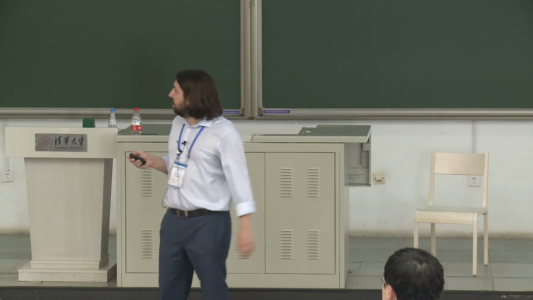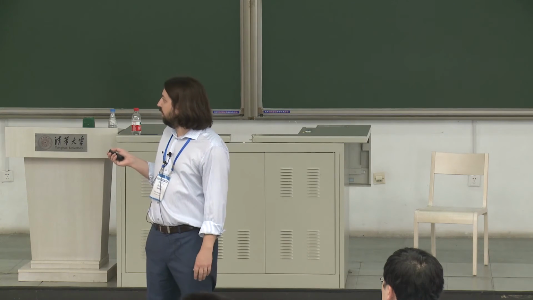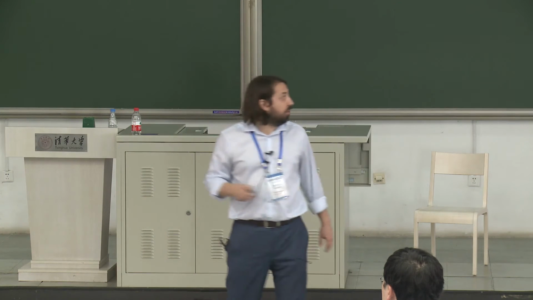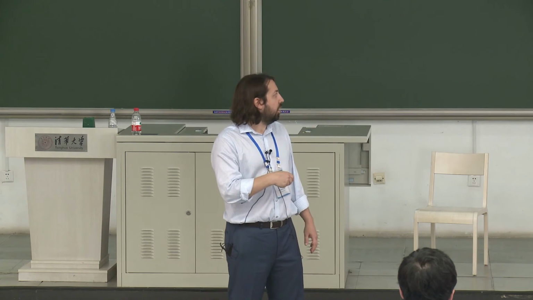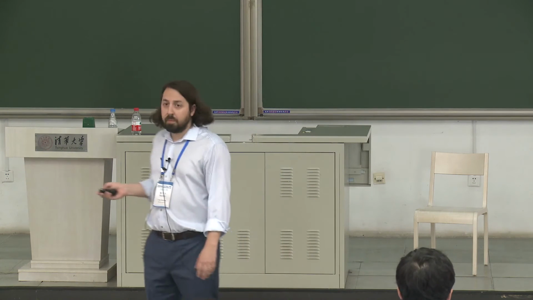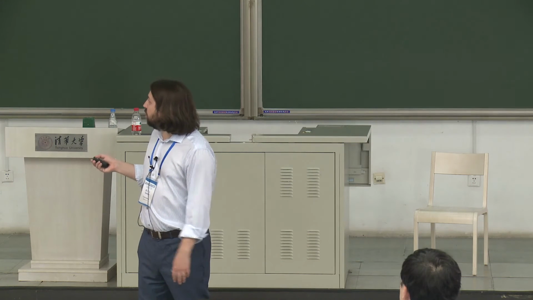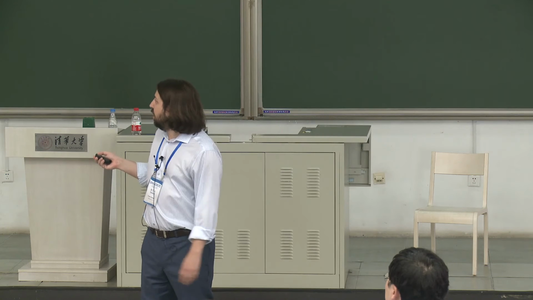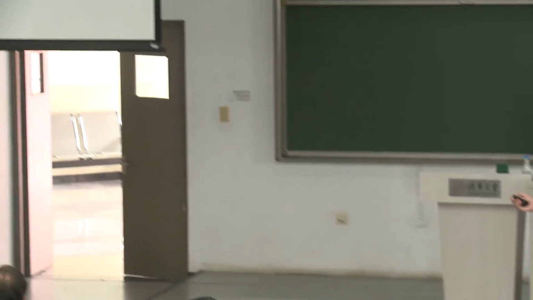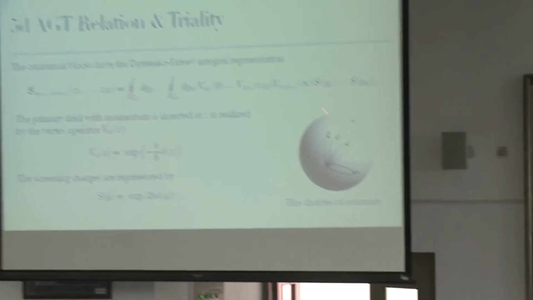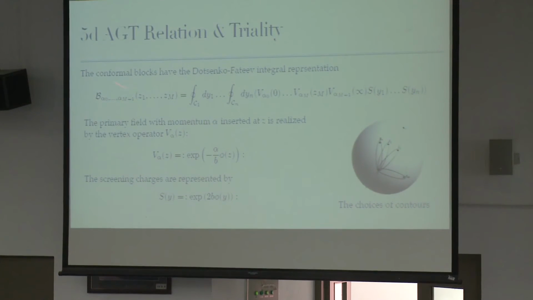So to go into a little bit more technical detail, this is the action of the Liouville theory, and the Liouville field has a free field representation, and the Fourier modes satisfy the usual Heisenberg algebra. And the Dotsenko-Fateev integral representation is for an n-point function. You just include two more, and you put in your primary fields as well as some screening charges to absorb the momenta, and you just perform this contour integral.